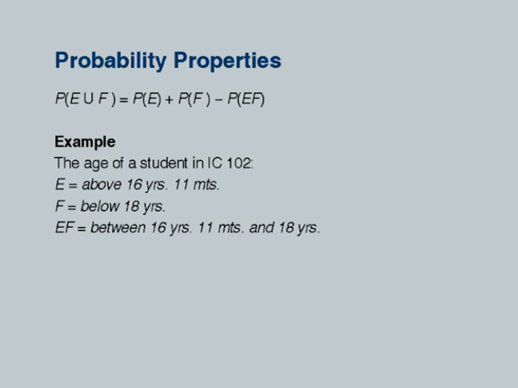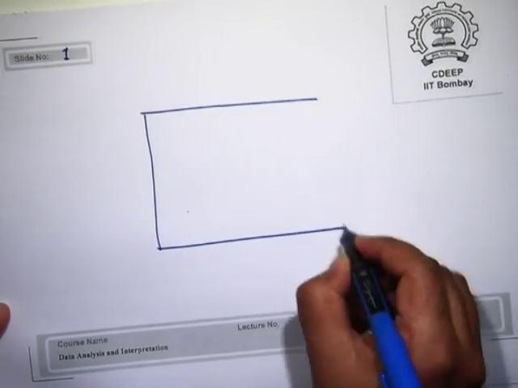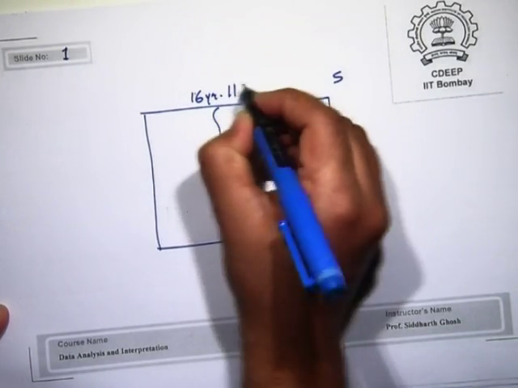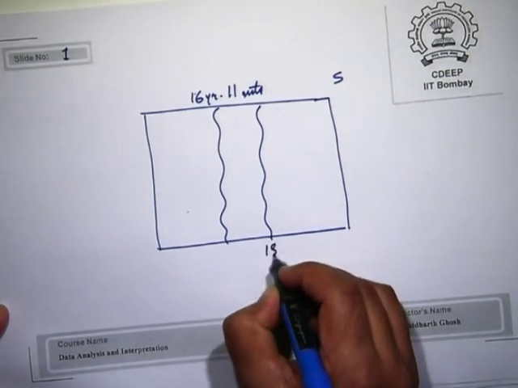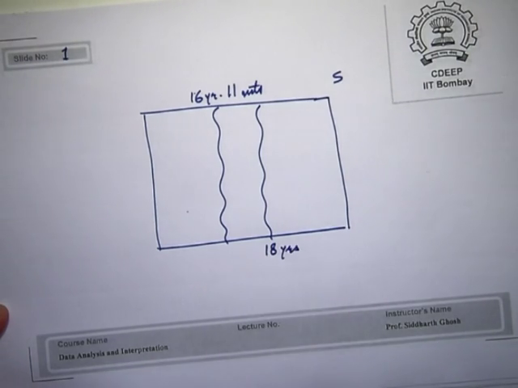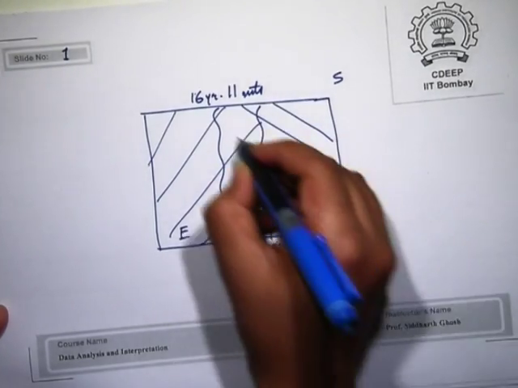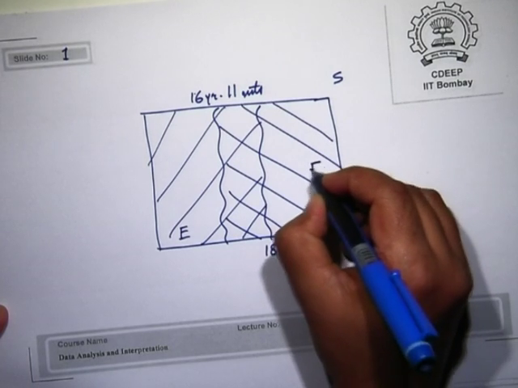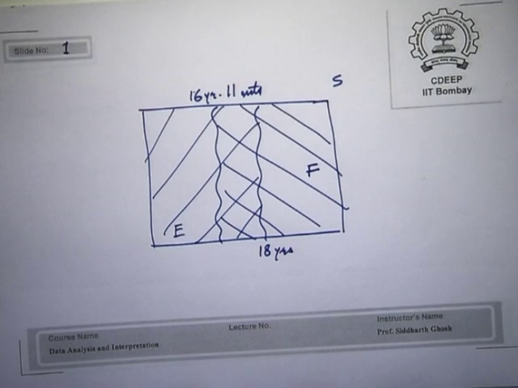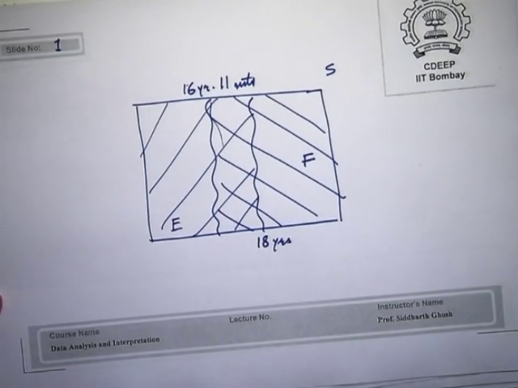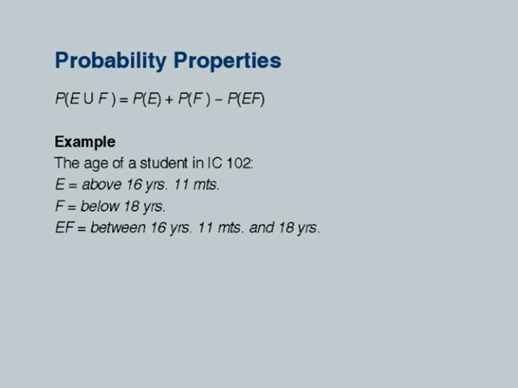To simplify all these things, the best way is to draw a Venn diagram. So let me try doing that. Let's say this is 16 years, 11 months, and this is 18 years. So this thing is nothing but event E, and this is event F. Now, can you see that probability of E union F is probability of E plus probability of F minus probability of EF or E intersection F. Okay? So let us get back.